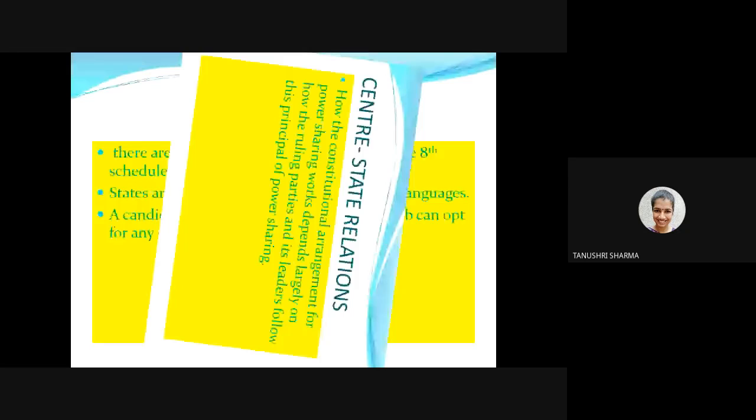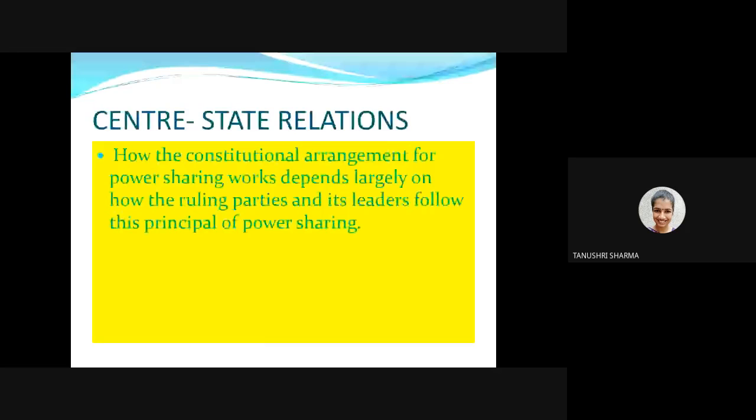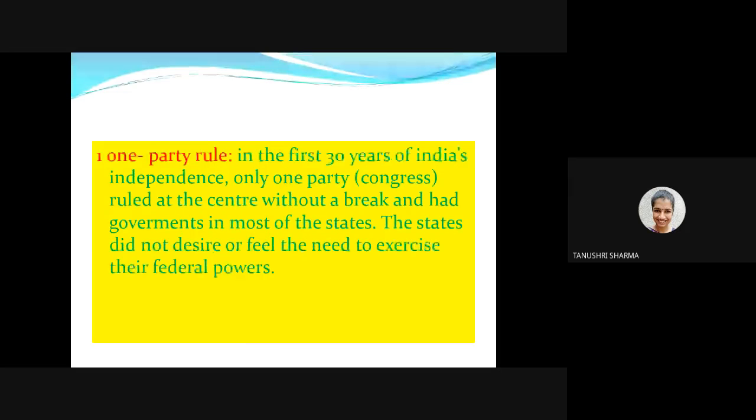Now I will tell about center and state relations. How the constitutional arrangement for power sharing works depends largely on how the ruling parties and its leaders follow this principle of power sharing. One party rule. In the first 30 years of India's independence, only one party, Congress, ruled at the center without a break and had governments in most of the states. The states did not desire or feel the need to exercise their federal powers.